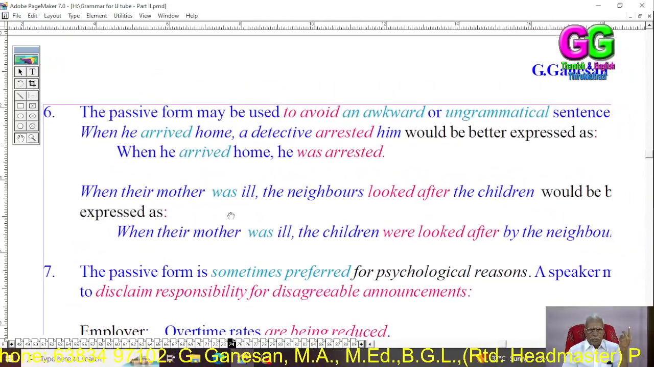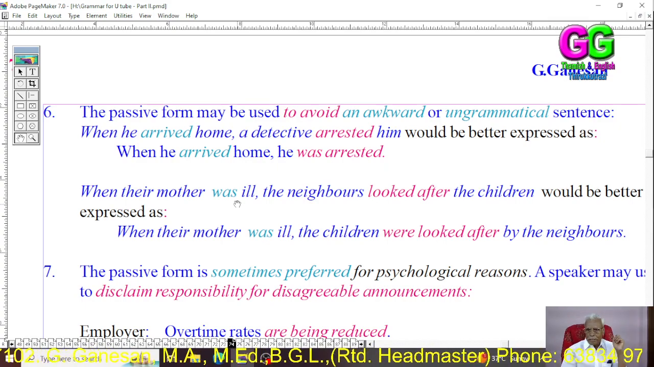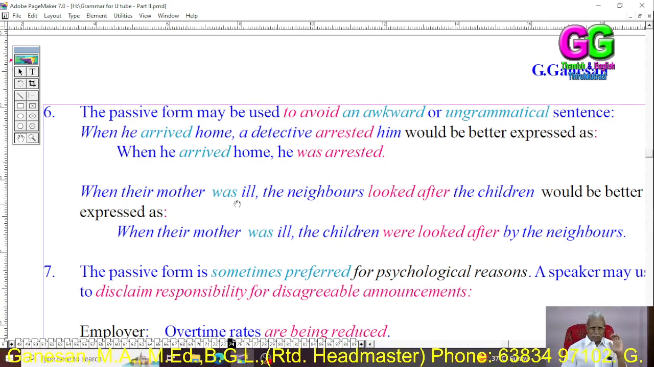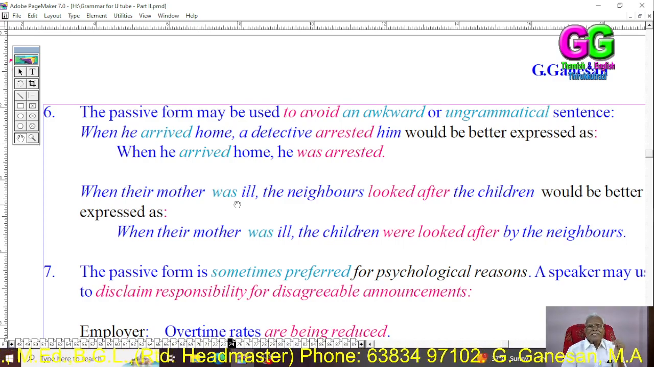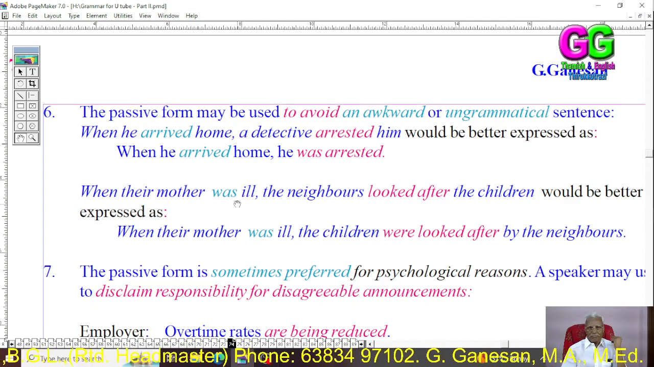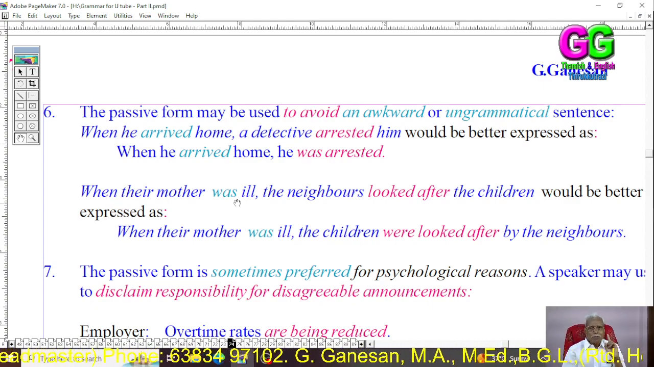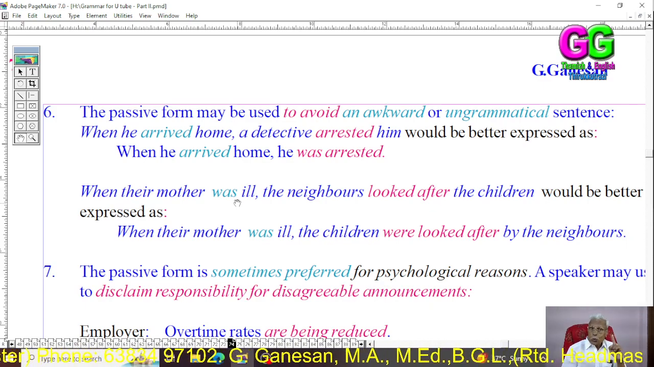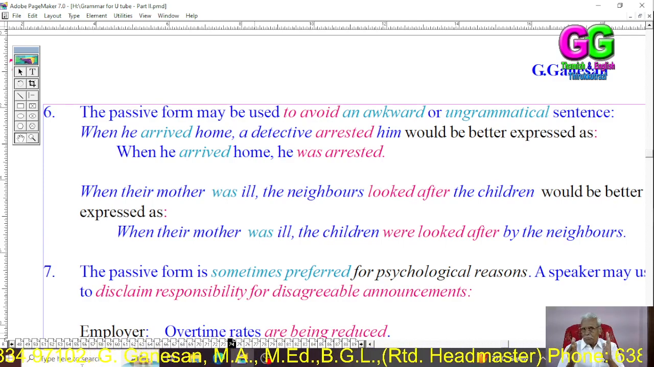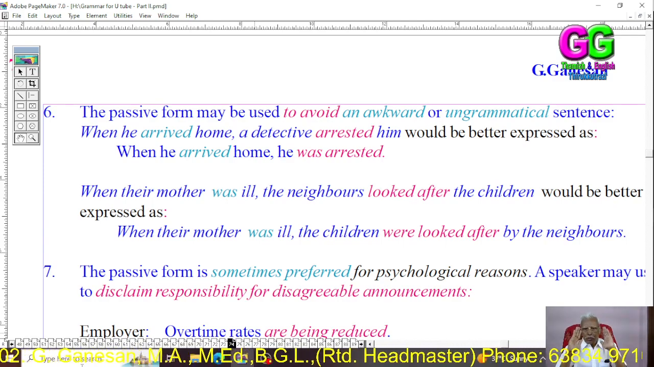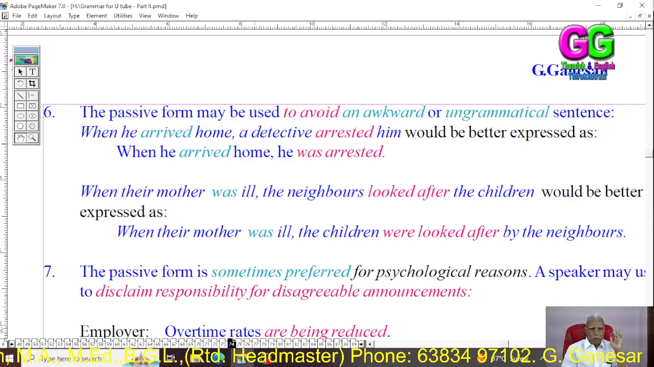Then the sixth use. The passive form may be used to avoid an awkward and ungrammatical sentence, to avoid an indecent way of expressing. When an expression is awkward, it is better to use passive voice so that we could avoid showing the doer.